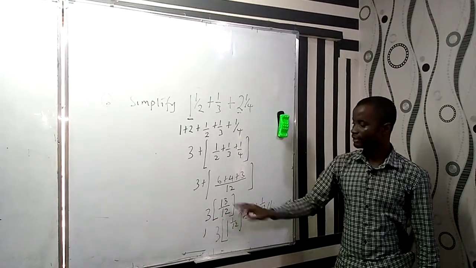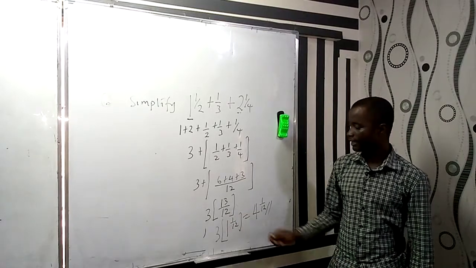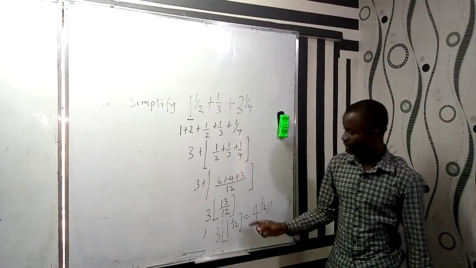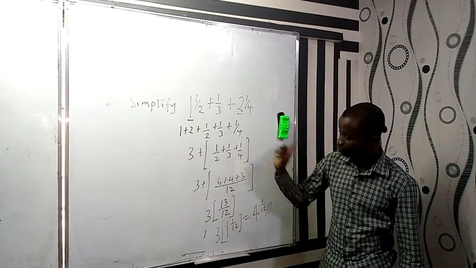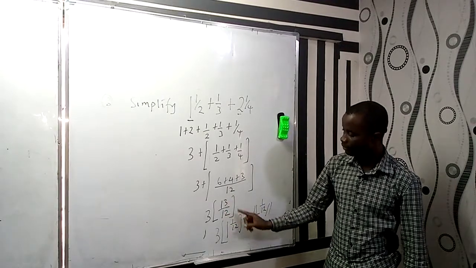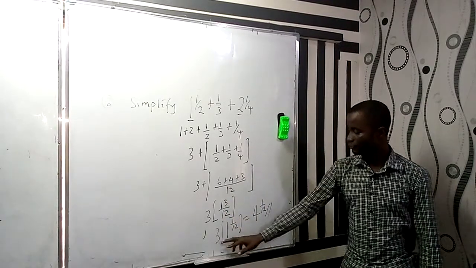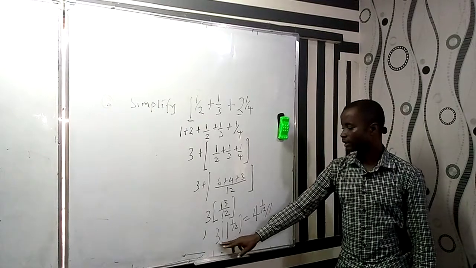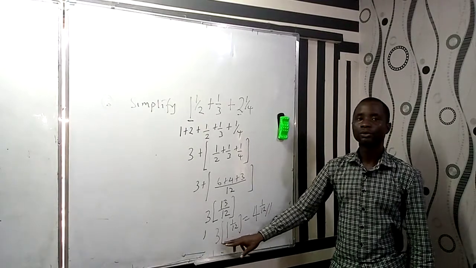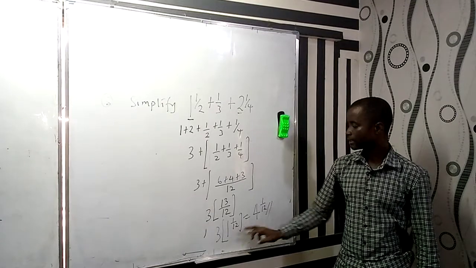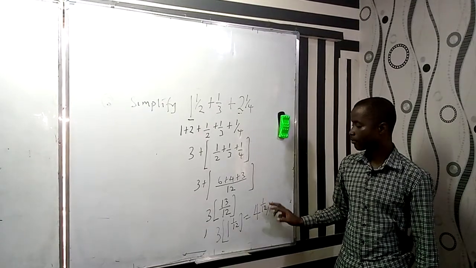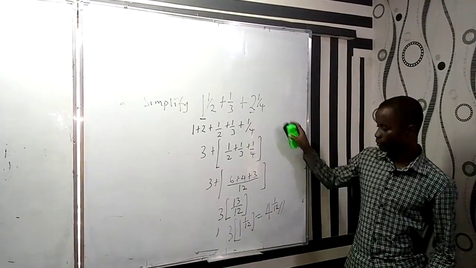But here is the improper fraction. And then you make it to be a mixed number. That means you find how many 12 do you have here? It's 1. That is 1 whole number. Remainder what? 1. 1 over 12. Therefore, you can add these two together, that 3 plus 1, because both of them are whole numbers. That 3 plus 1 is 4. That is 4 whole number, 1 over 12.